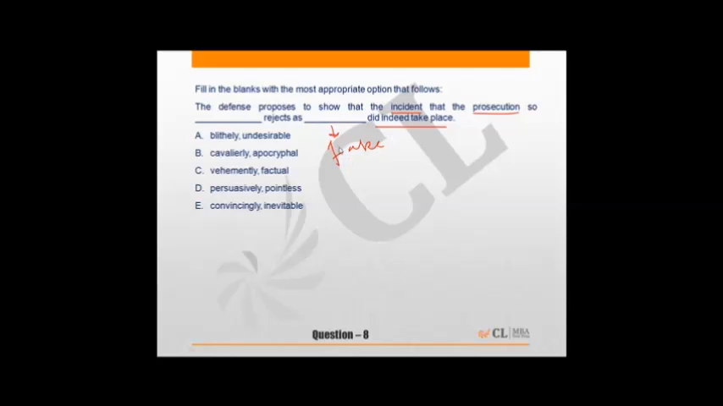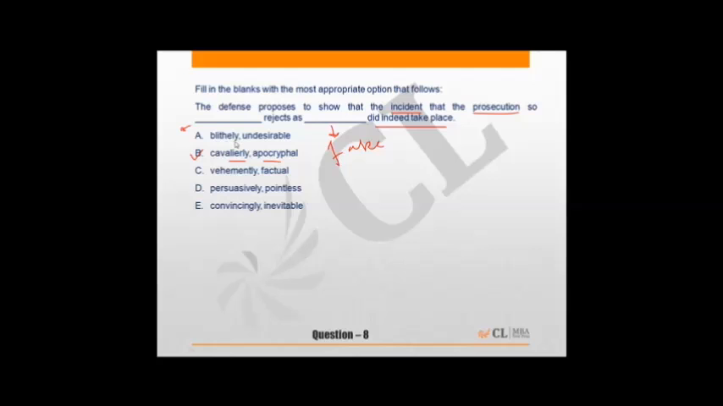So the blank should be filled with something that is synonymous to fake, right? And this blank here should be filled by something that is forceful, because the prosecution could have forcefully put their point, put their opinion forward, or vehemently, or authoritatively. So in this context, the only words that fit in appropriately are option B, cavalierly and apocryphal. Cavalierly means authoritatively and apocryphal means fictitious. So option B is the answer.